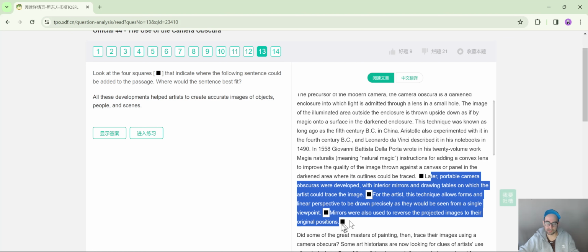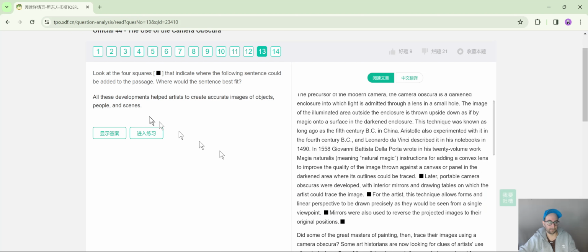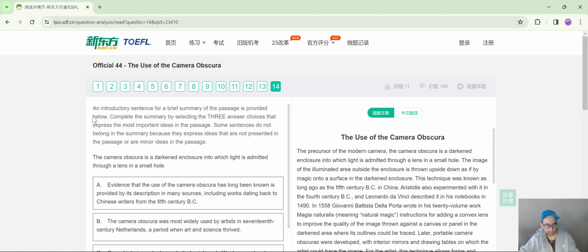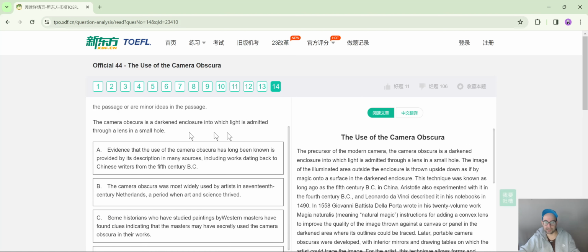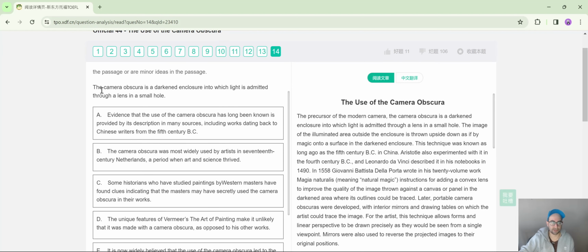So all of these are like techniques, methods, developments, right? So yeah, it has to be squared D. And you would just click this, and that's the answer. So final question, main idea. You know the title of the passage, right? It's about camera obscura. Everything here has to be about camera obscura, clearly.